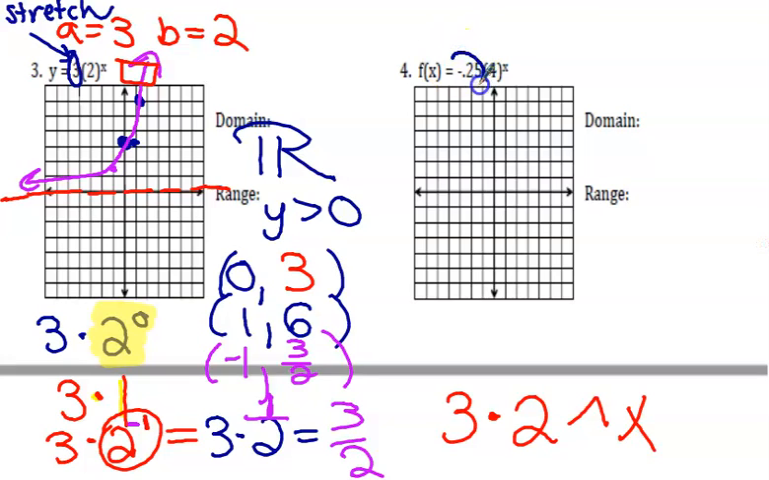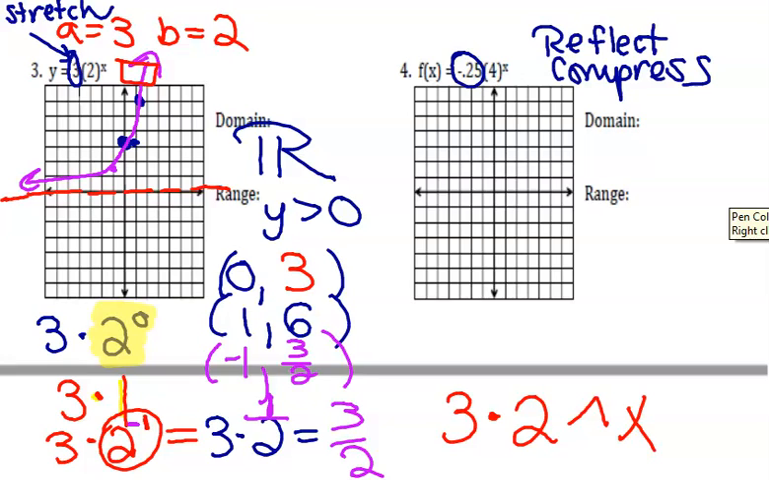Okay. All right, number 4. How is this affected? So -2.5. So that's a reflection because it's a negative. And then the 0.25 is going to make it compress. So it's going to look different than the ones before. All right. So let's try some of these. So I'm going to plug in 0. I'm going to plug in 1.